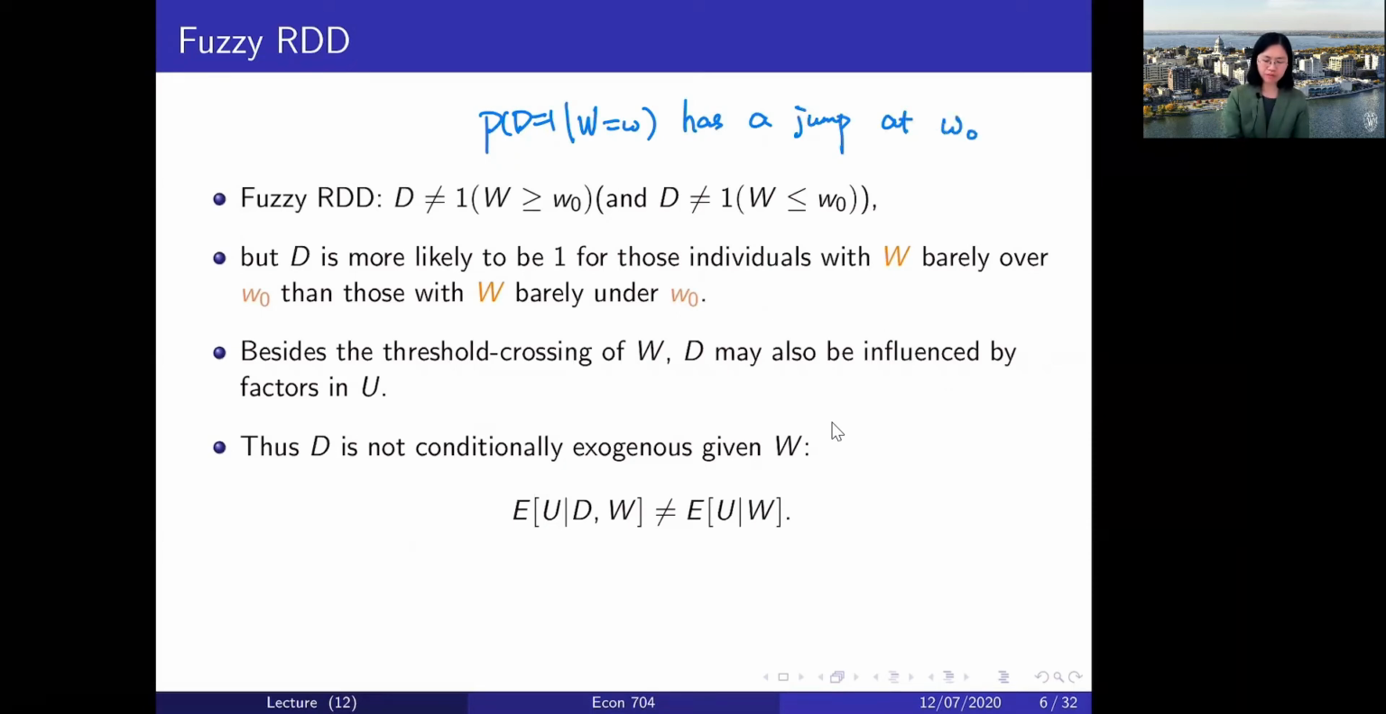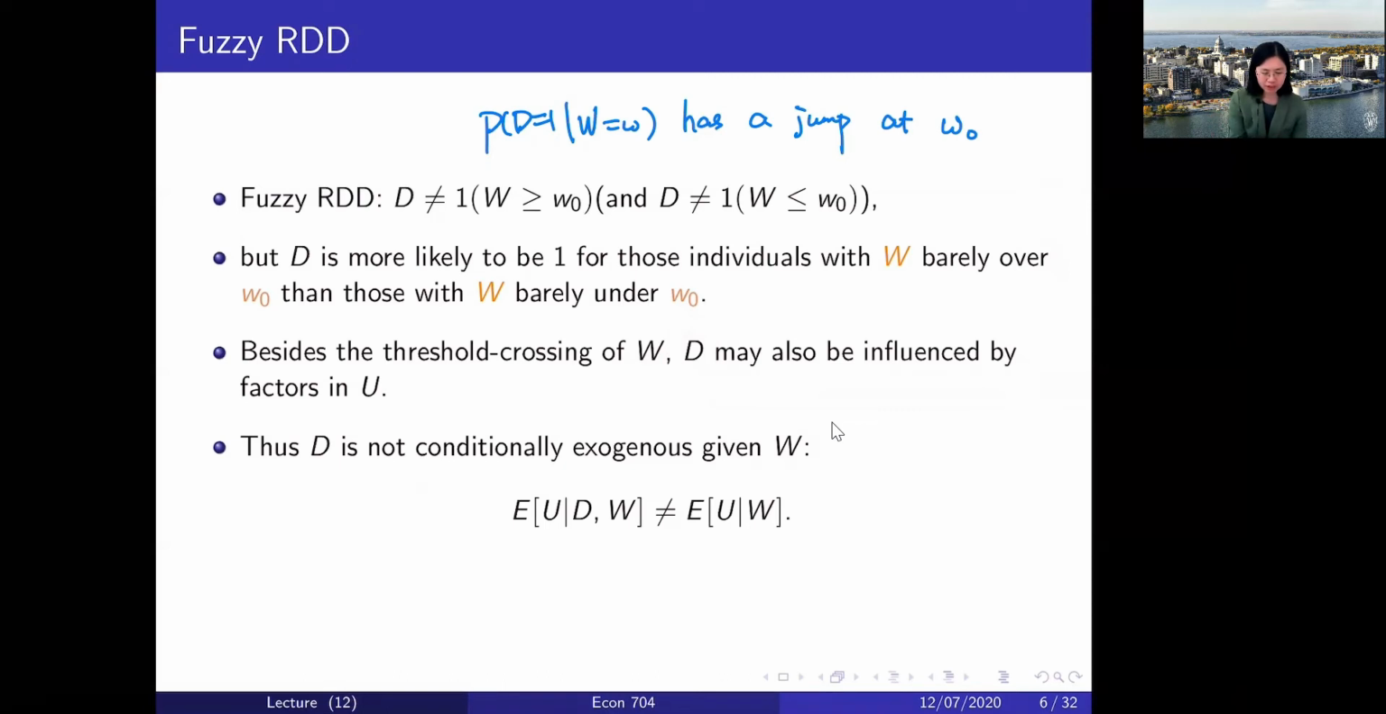So that's what fuzzy discontinuity design requires. And in this causal model, the reason that we want to use the regression discontinuity design is basically D is endogenous. D is not only influenced by W, but also influenced by other factors in U. So overall, the regression of Y on D will not give us a consistent estimator for beta 1. And we want to use this special structure provided by the fuzzy RDD to obtain a consistent estimator for beta 1.